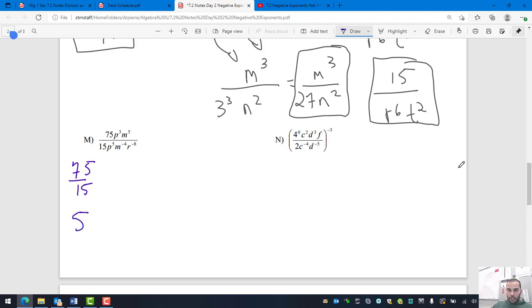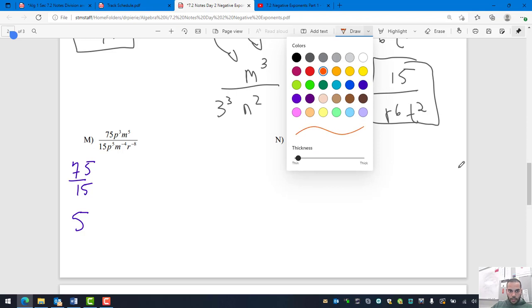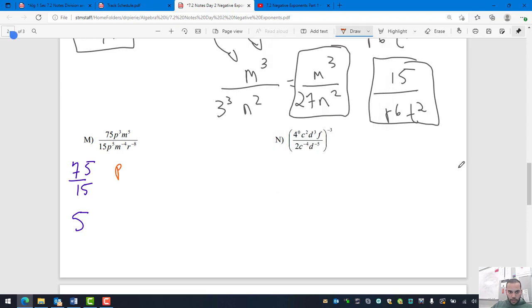Okay, the next piece I see is p to the 3rd over p to the 5th. Same variables, division in between, so we subtract the exponents. This should be the same thing as p to the negative 2nd, or what is ultimately 1 over p squared. P squared should be in the denominator.